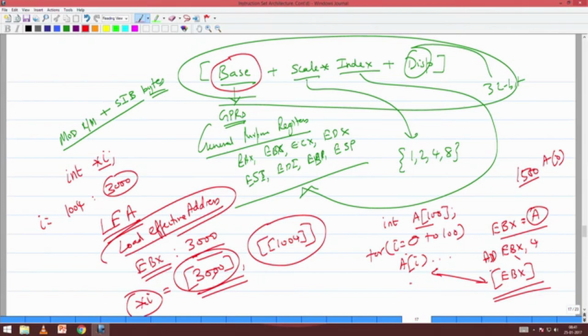We will use EBP also because it is a base pointer; sometimes we can use EBP, right. I can use any of these registers, but I can keep incrementing the registers to keep accessing the next elements. So, this is one use of the register direct memory addressing mode. If I just use this, it is register direct, right.